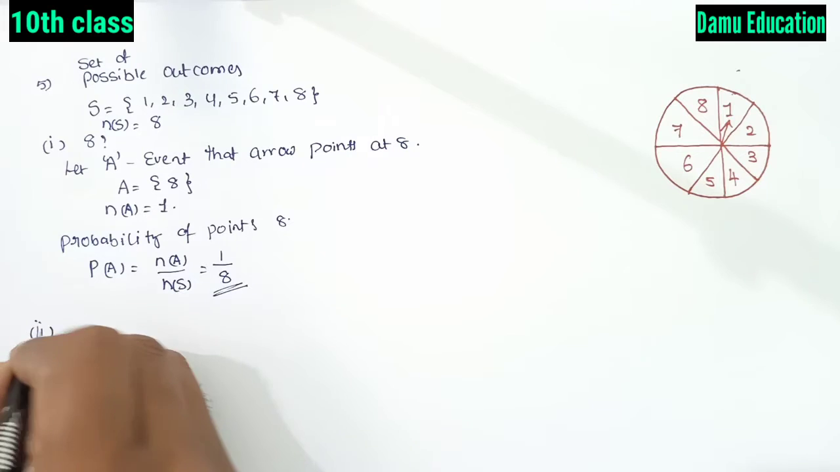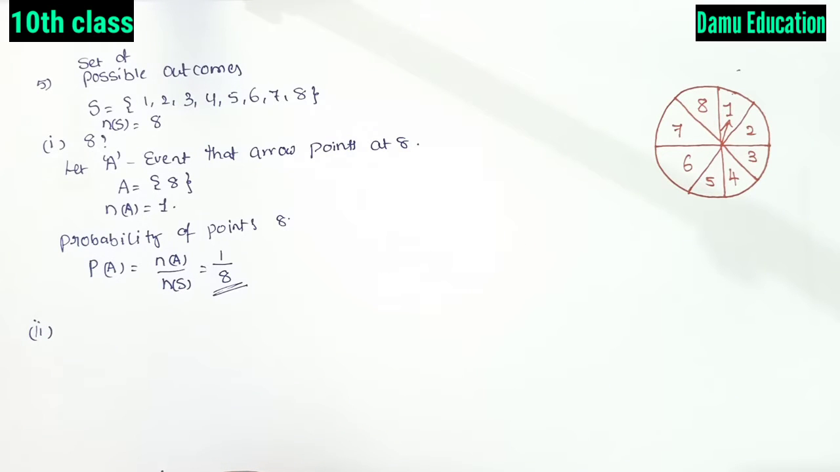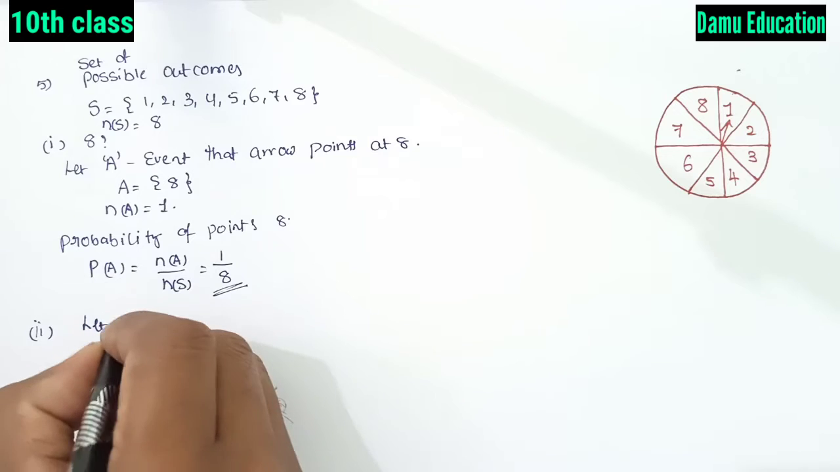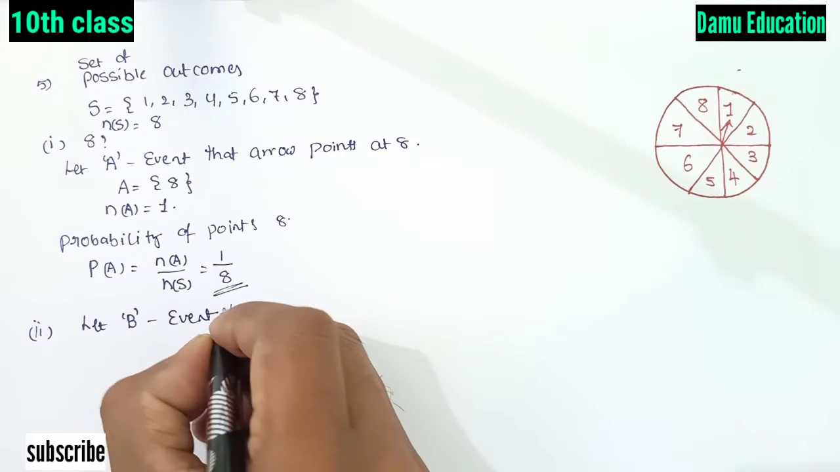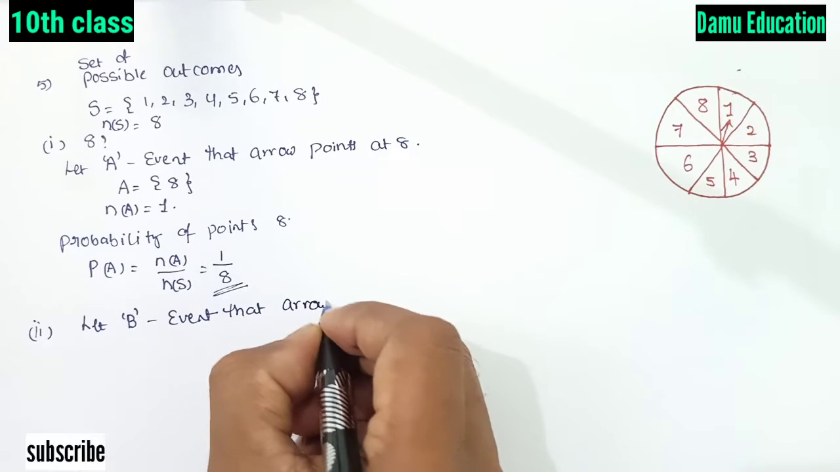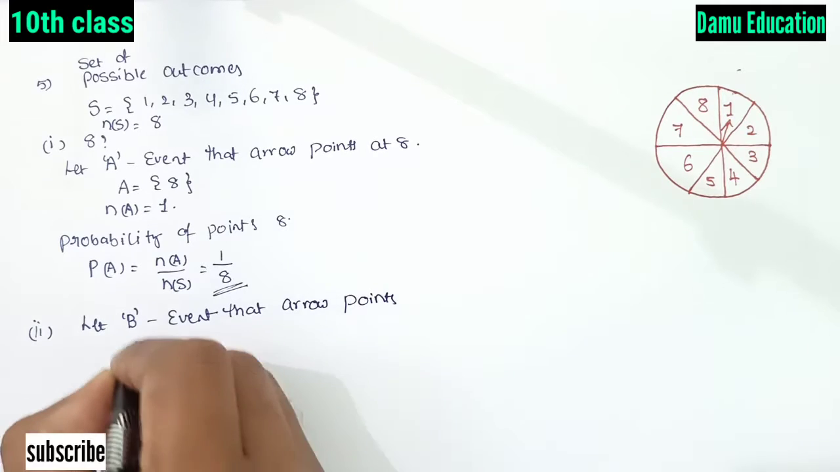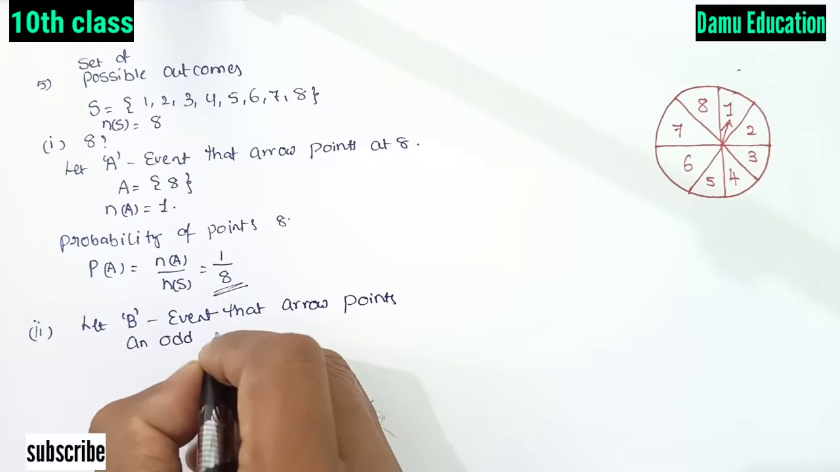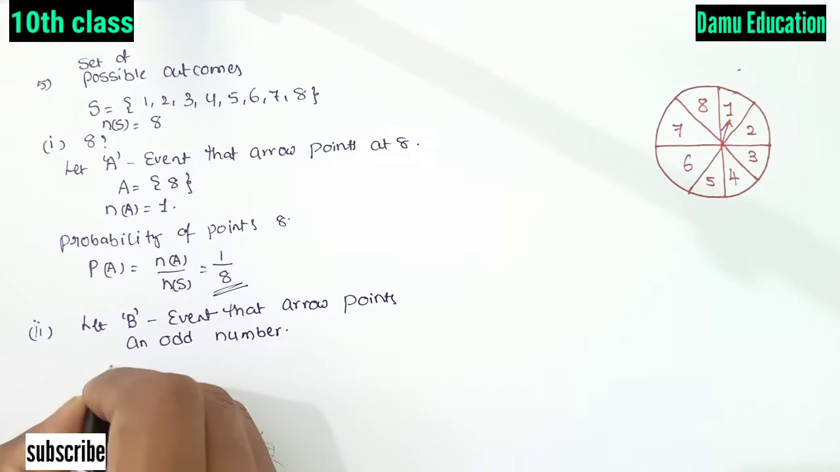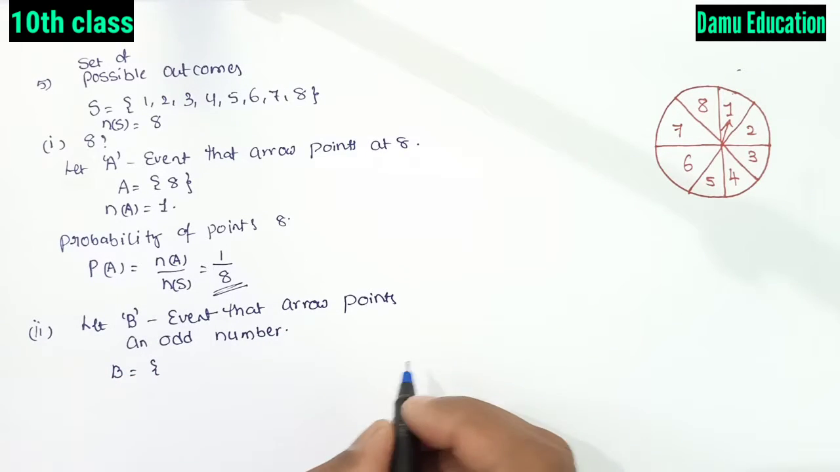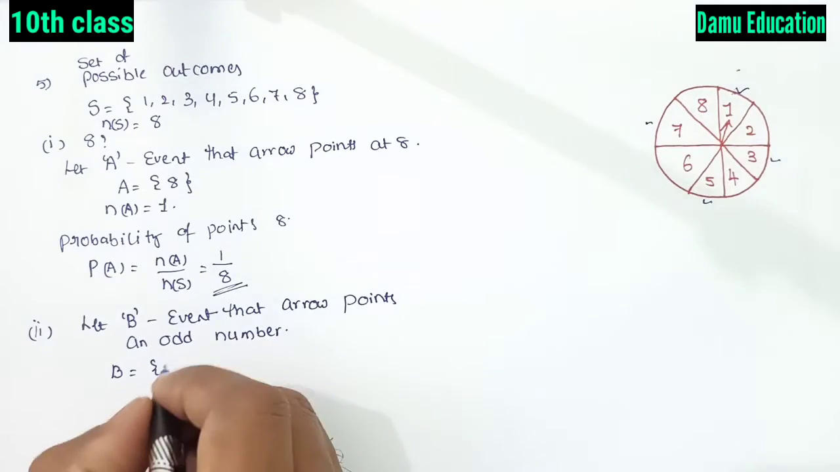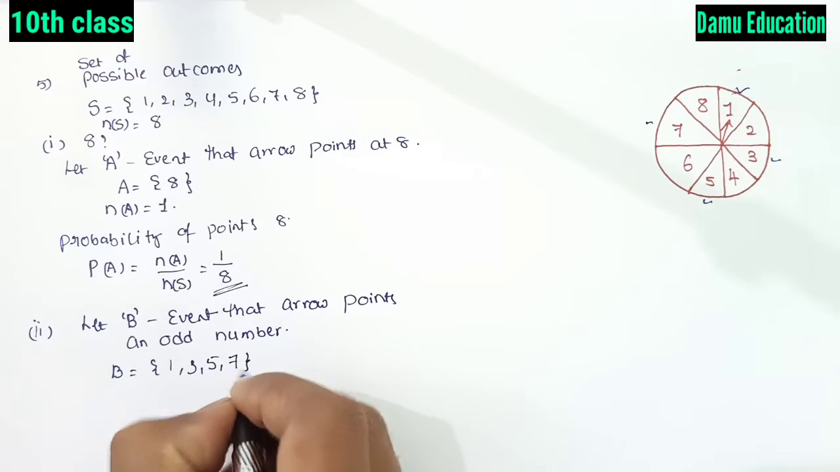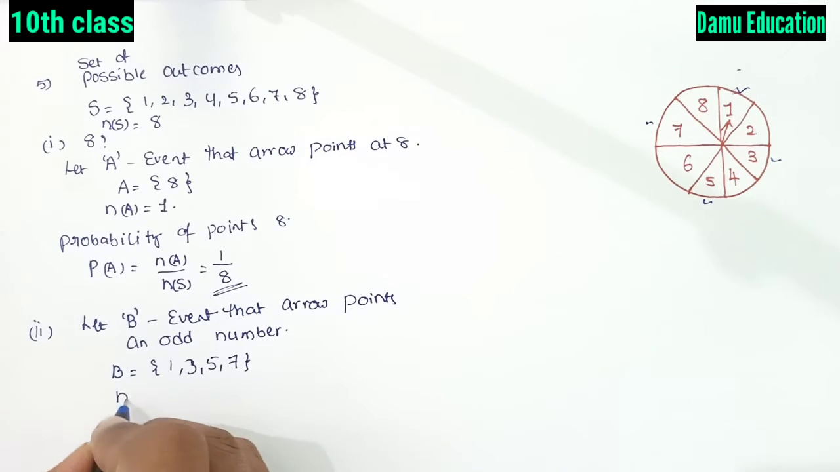Then what is the second one? The second one is an odd number. So let B be the event that the arrow points at an odd number. What is the set B? Odd numbers are 1, 3, 5, 7. So how many elements are there here? n of B will be equal to 4.